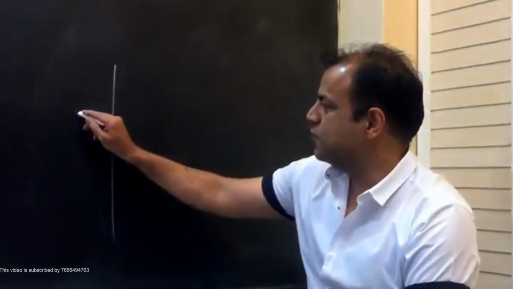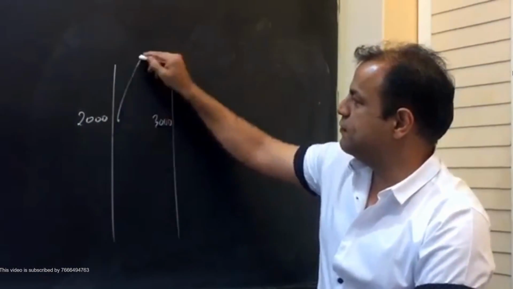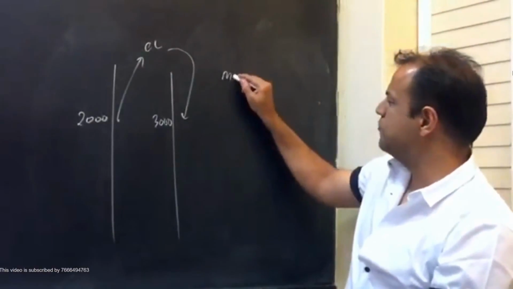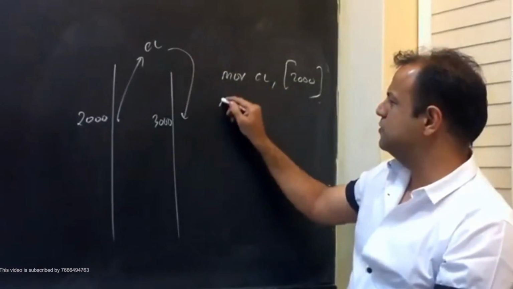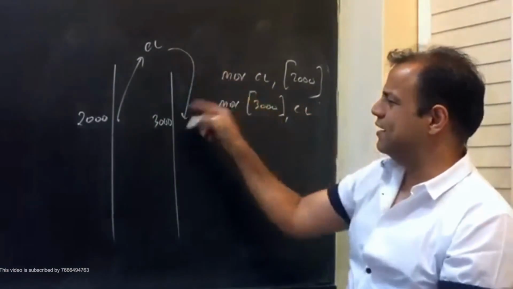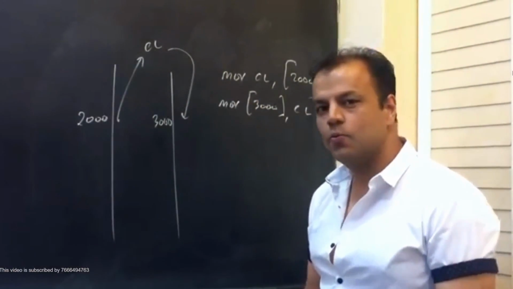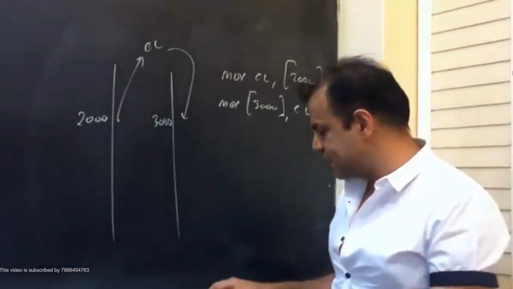Come on, look here. This is location 2000. This is location 3000. Take the data from 2000 into CL, store it at location 3000. Move CL, comma, square bracket 2000. CL gets the data from 2000. Move square bracket 3000, CL. That data is stored at location 3000. Simple. Which addressing mode did we use? Direct. Why? Because I want to transfer from one location to the other location. Ideally, use direct addressing mode.